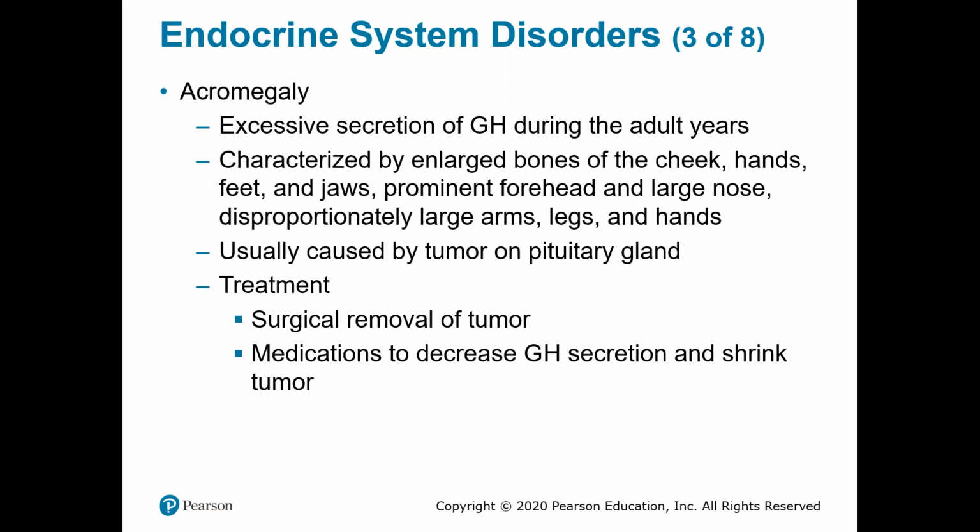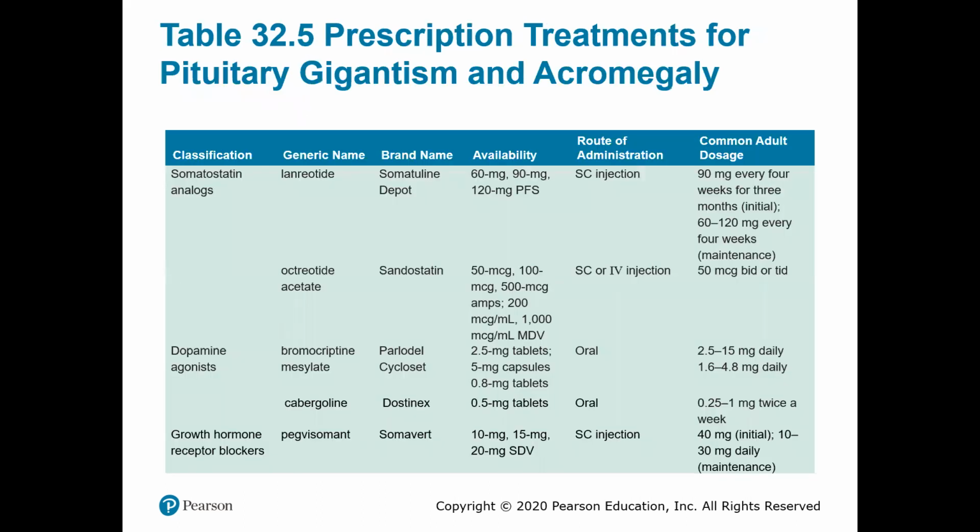Textbook page 548, we get into acromegaly. With acromegaly, there's an excessive secretion of the growth hormone during the adult years. It is characterized by enlarged bones of the cheek, hands, feet, and jaws, prominent forehead and large nose, and disproportionately large arms, legs, and hands. It is usually caused by a tumor on the pituitary gland, so treatment would include removal of that tumor and/or medications to decrease the growth hormone secretion and shrink the tumor.